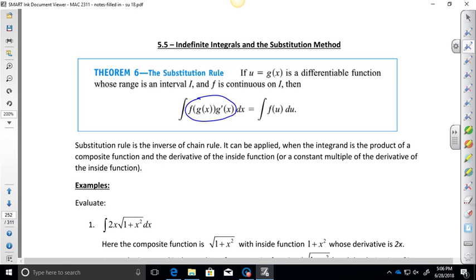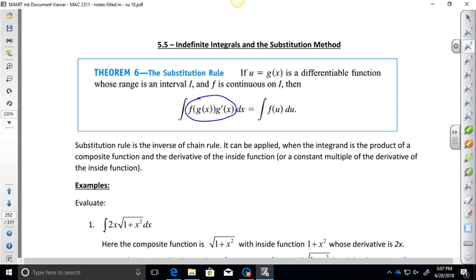Example, tell me a composite function. f of x equals, let's say, sine of, not just x, it has to be something like 4x. Then times 4. If it is in this way, you can apply integration by substitution. A composite function times the derivative of the inside function. That's when you can apply integration by substitution.